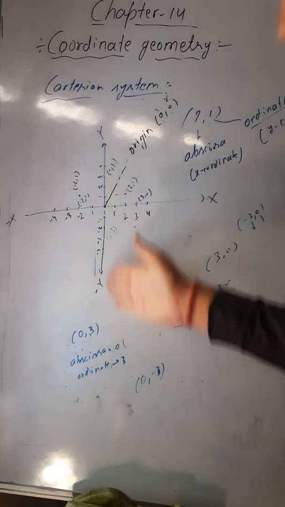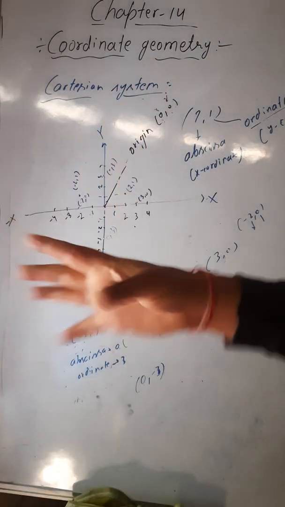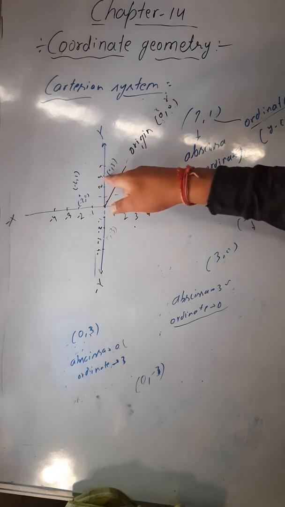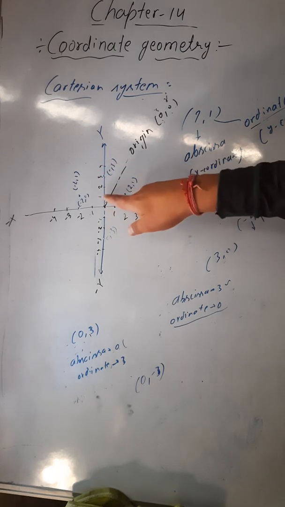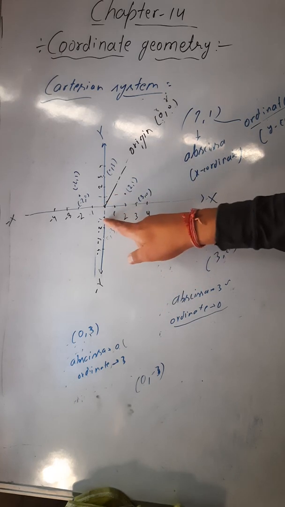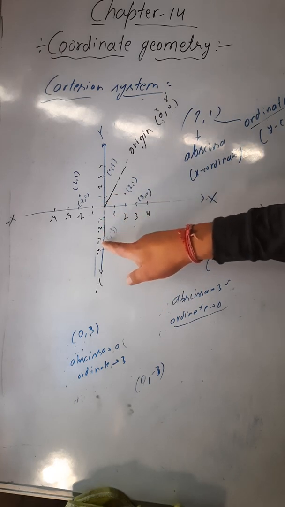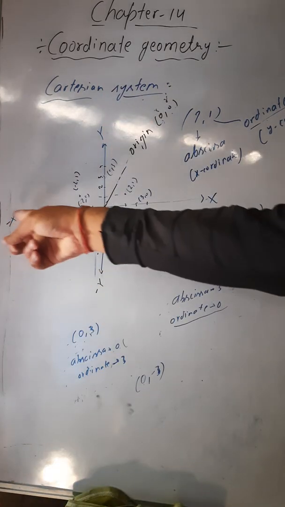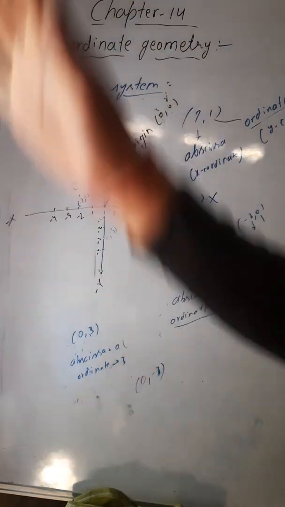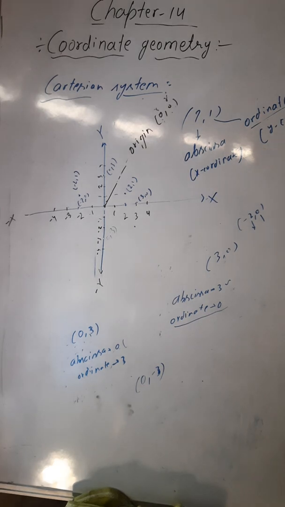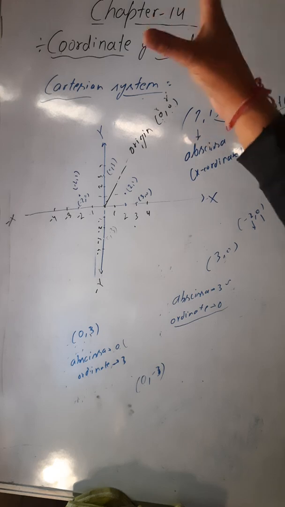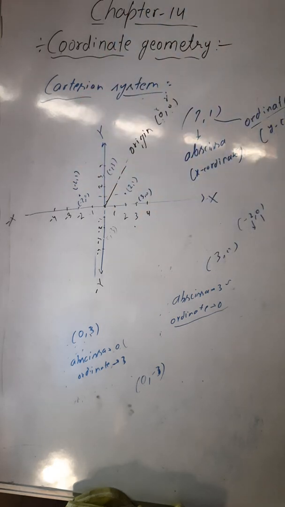Similarly, on this y-axis, the x coordinate is always 0. So this point is 0, 4. This 0, 3. 0, 2. 0, 1. 0, minus 1. 0, minus 2. 0, minus 3. So on the y-axis, the x coordinate will be 0, and on the x-axis, the y coordinate will be 0. So you are getting now how to locate the points in the Cartesian plane. Are you getting this? Very good.